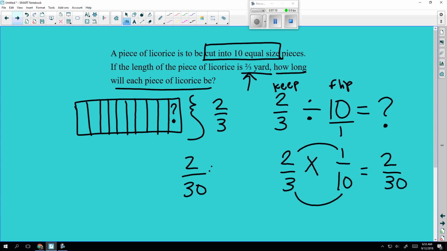2 and 30 are both even, so I know I can divide by 2. 2 divided by 2 is 1. 30 divided by 2 is 15. So I know that each licorice piece is going to be 1/15 of a yard long. Okay?